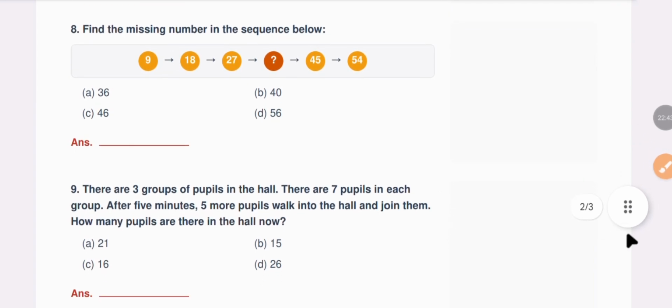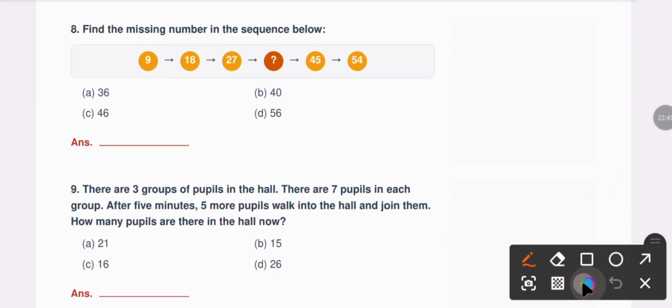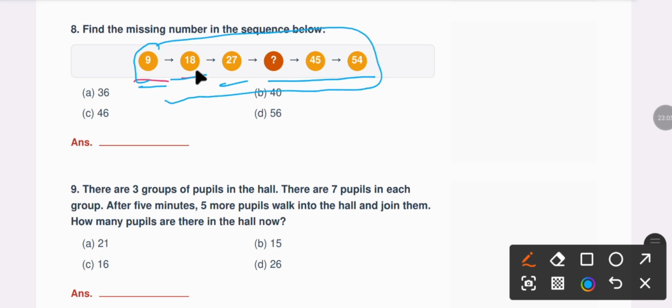Find the missing number in the sequence below. This is very simple. See, 9, 18, 27, 45, 54. This is the table of 9. 9 2s are 18, 9 3s are 27, 9 4s are 36, 9 5s are 45, 9 6s are 54.